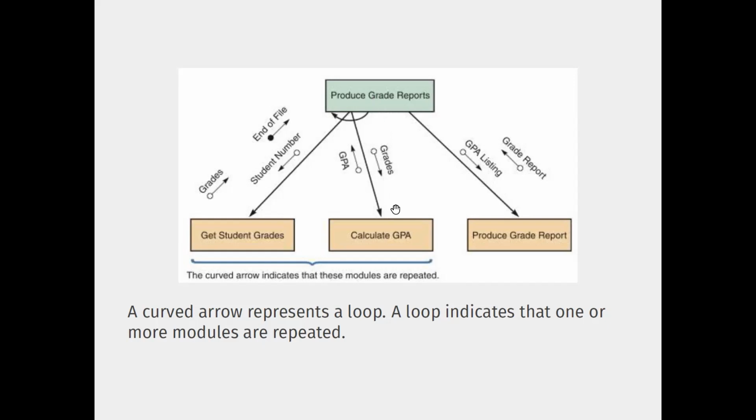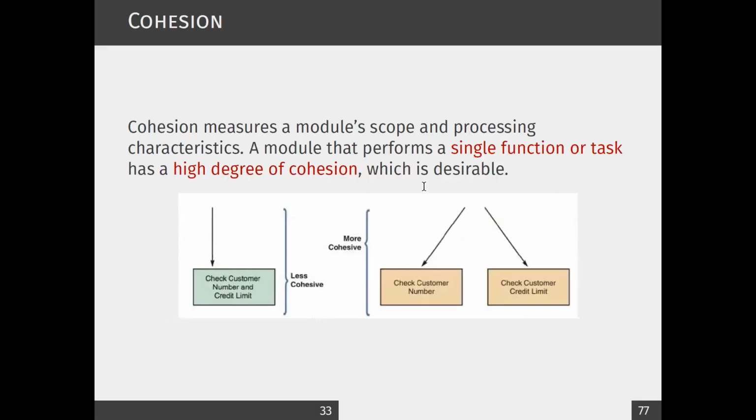Similarly, when you send the grades, you can get GPA. And when you send GPA listing, then you will get grade report. So what you need to remember is the use of this curved arrow, which indicates you are working inside a loop. Right, some more ideas.